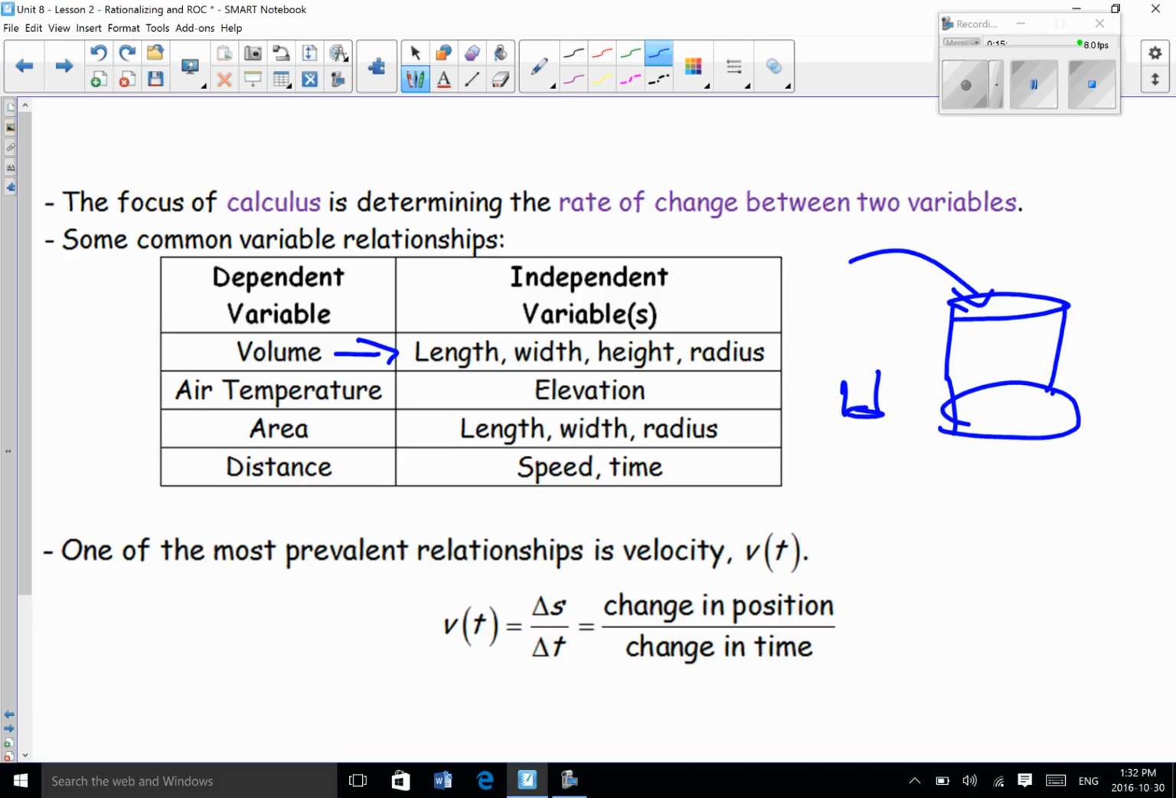So volume often depends on length, width, height, or radius. Okay, maybe length and width if you're talking about a prism, height and radius talking about cans, pyramids, things like that. Air temperature often changes. If you're climbing up a mountain, the higher you climb, in other words, your elevation, the more your air temperature changes. Okay, so that's a common situation. Areas are two-dimensional versions of volume. And the one we're going to spend the most time with, and the most common one, is the relationship between distance, speed, and time.